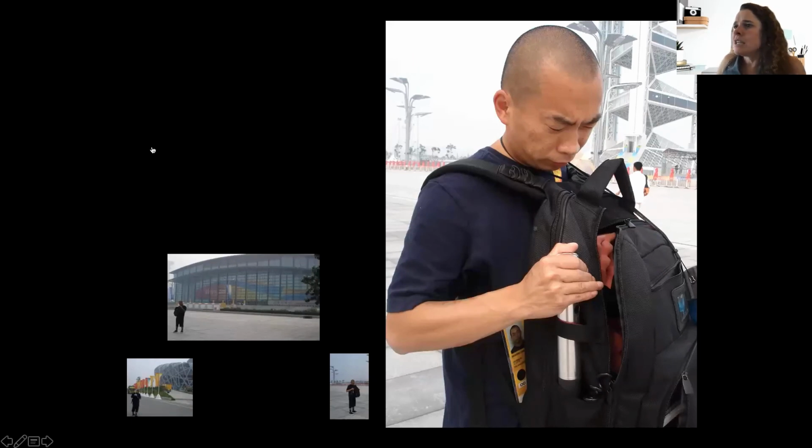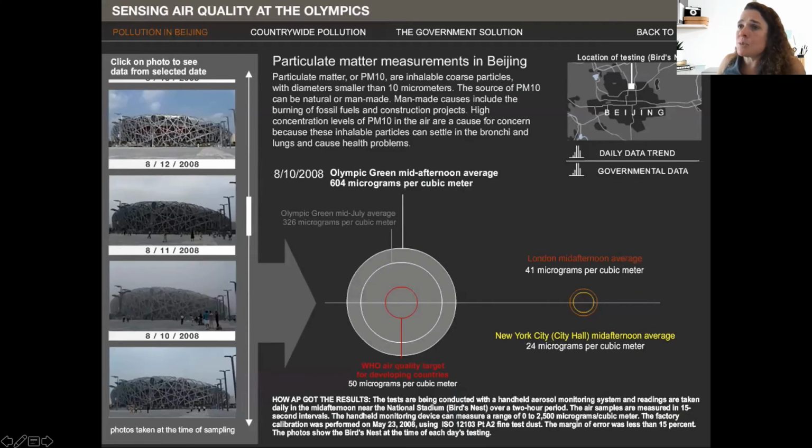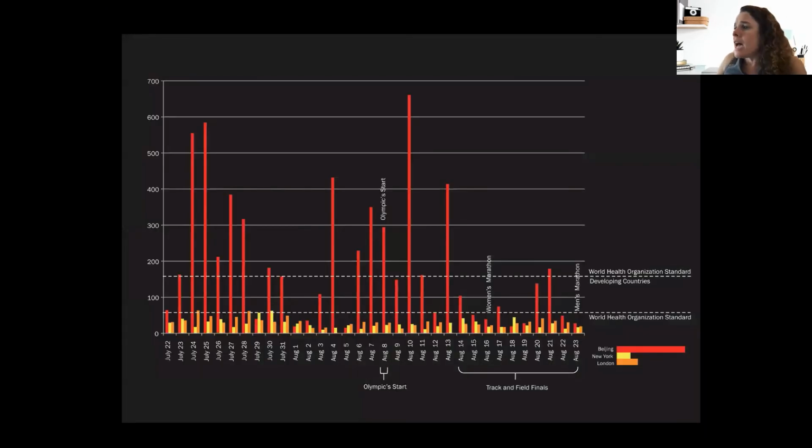The data visualizations were created by the Associated Press, and anybody who subscribed to the program saw these visualizations, which showed that on almost all days, the air quality was well above the World Health Standards for developing countries, and even the World Health Standard for developed countries, and well above what you would see in New York and London on the same day. And here you can see New York is yellow and London is blue.